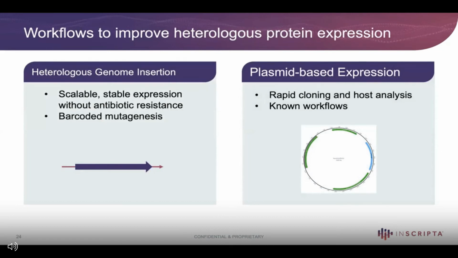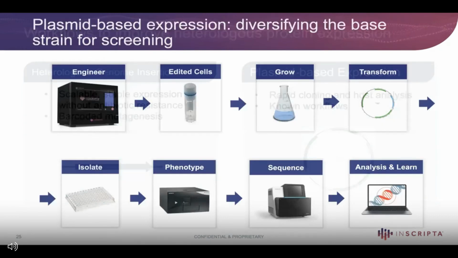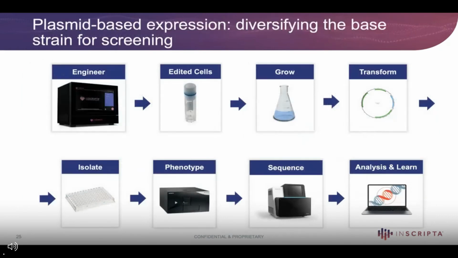But then I also wanted to see if we can improve expression based on plasmid-based expression, though I'm now doing the stacked workflow. And this workflow is a little different. Here we engineered the cells first, and we have the edited cells. I grew those up and made them competent through electroporation. And then I transformed in the plasmids that are compatible with the CREATE architecture, the Onyx architecture that we have.